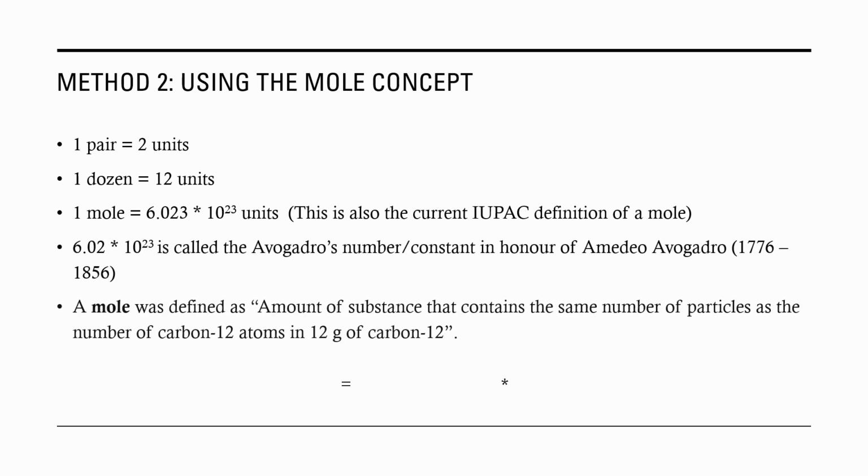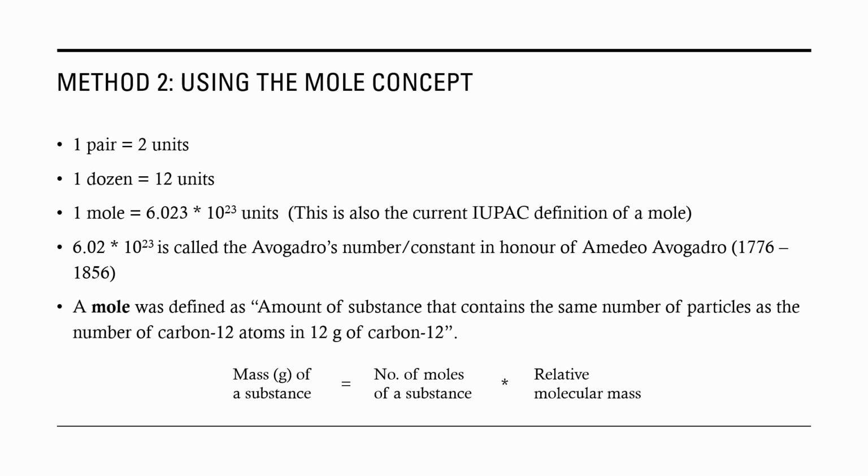Historically, a mole used to be defined as the amount of substance that contains the same number of particles as the number of carbon-12 atoms in 12 grams of carbon-12. But presently, it is more simply defined as just 6.023 times 10 to the 23 units of something. And the number of moles of a substance is related to the mass in grams of that substance through this mathematical relationship. The mass in grams of a substance is equal to the number of moles of that substance times its relative molecular mass. Relative molecular mass is just the sum of all relative atomic masses in that molecule.